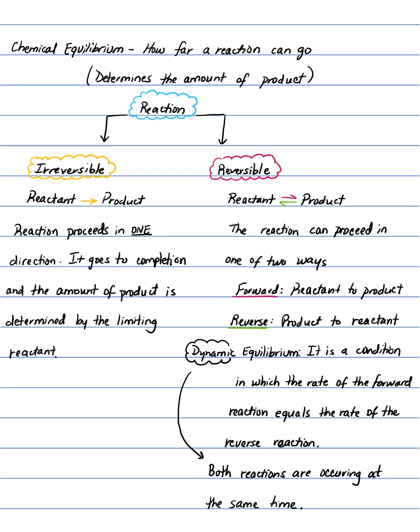In chemical kinetics, we study how fast a reaction is happening, and the speed of the reaction is determined by how quickly the reactants are being converted to products. Now, with chemical equilibrium, what we're actually looking at is how much product we're getting from a chemical equation.